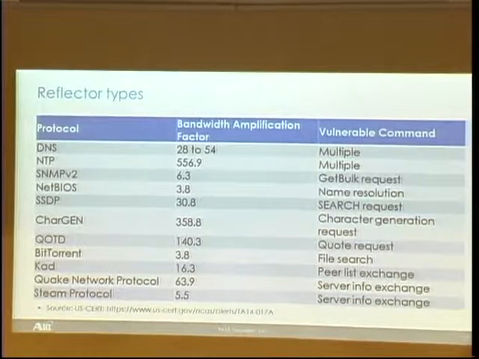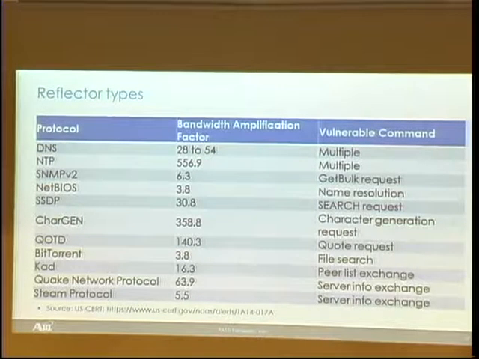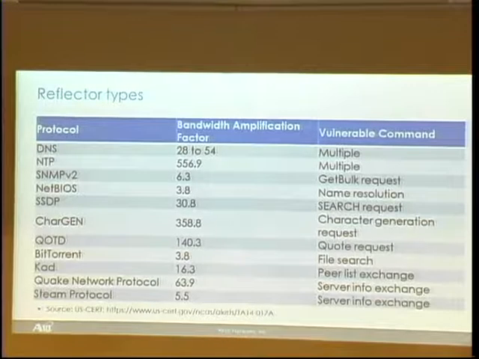You can read more on the amplification factors at the US-CERT publication that is quoted there. It's at the bottom of the screen right now as well. So look at the different amplification factors. For DNS, they're looking at 28 to 54. I think actually it can be higher than that if DNSSEC is enabled. I haven't played with it myself, but it can be higher theoretically. NTP, 500 times amplification. So think about 1 gigabit. If you can deliver this unfiltered to the target, we're looking at 500 gigabits. That's something to think about.